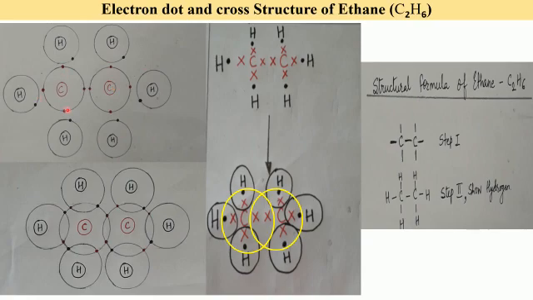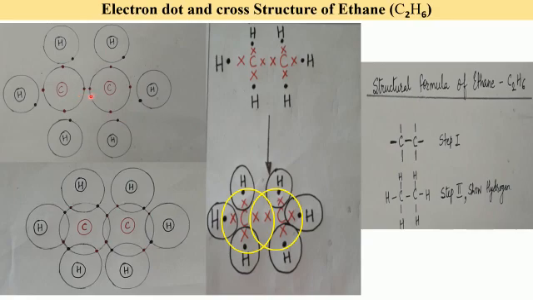Each carbon has 4 valence electrons. Each hydrogen has 1 valence electron. The 3 electrons of carbon will be shared with 3 hydrogens on 3 sides. Same way this carbon also will share its 3 electrons with the 3 hydrogen atoms. Still each carbon we find is left with 1 electron.